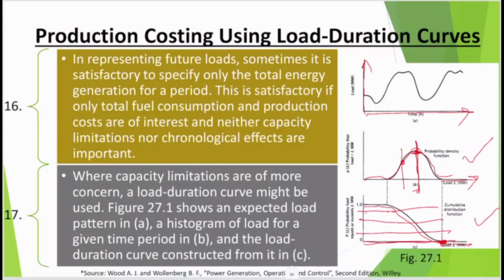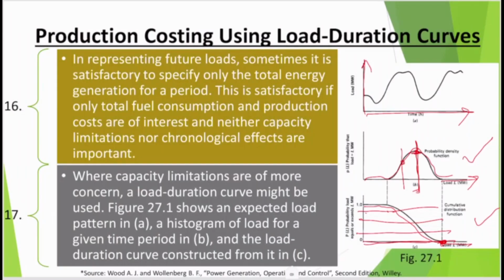In representing future loads, sometimes it is satisfactory to specify only the total energy generation for a period. This is satisfactory if only total fuel consumption and production cost are of interest, and neither capacity limitations nor chronological effects are important. Where capacity limitations are more of a concern, a load duration curve might be used. Figure 27.1 shows an expected load pattern in A, a histogram of load for a given time period in B, and the load duration curve constructed from it in figure C.